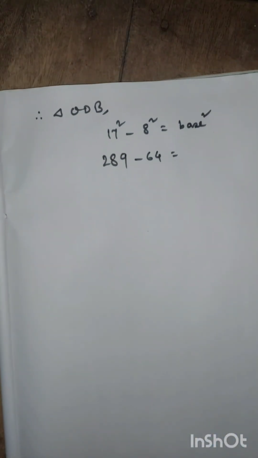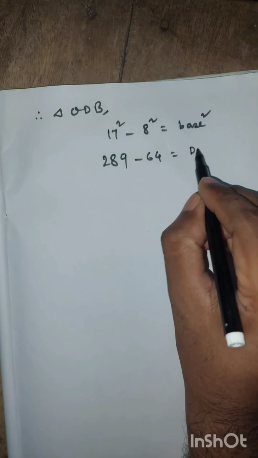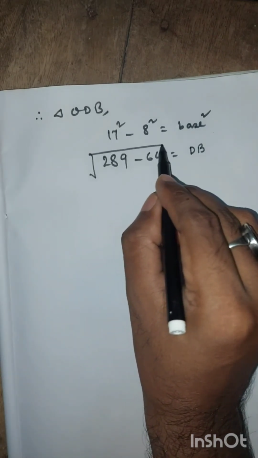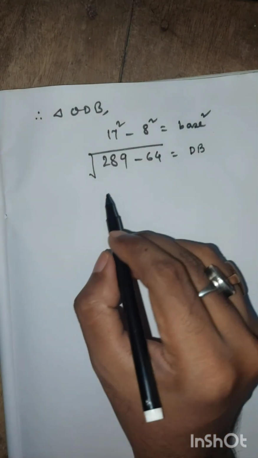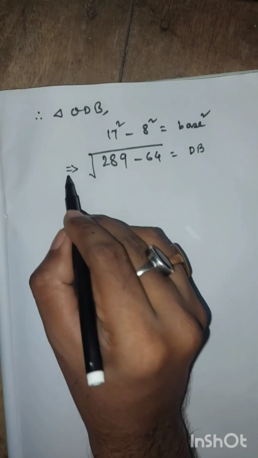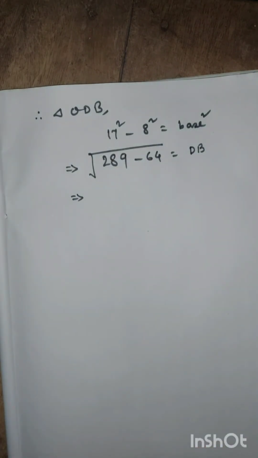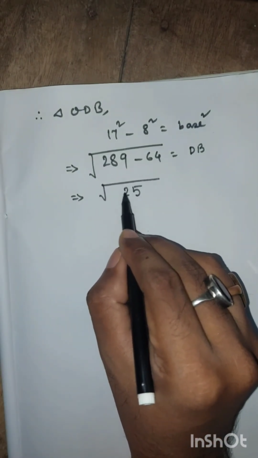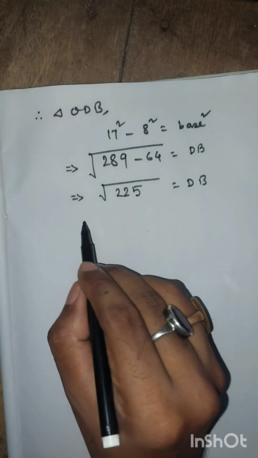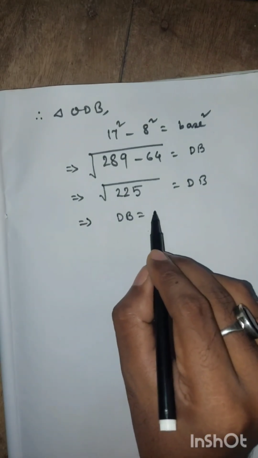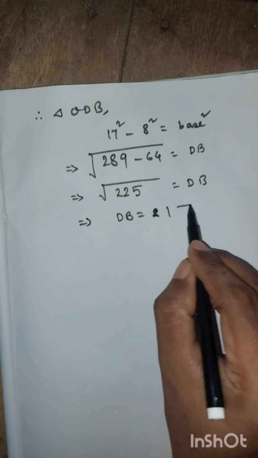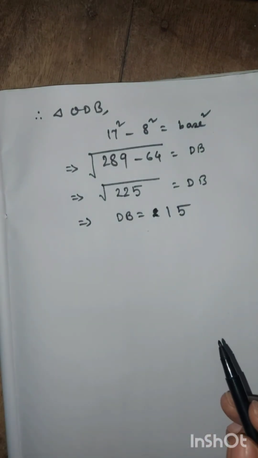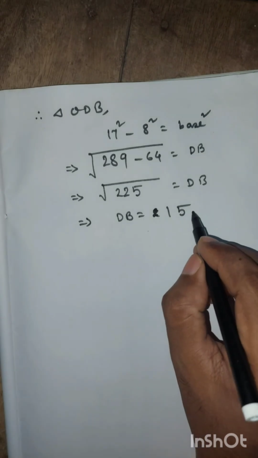So this is our base square. That means dB square. So dB equal to root over this, (289 minus 64). So dB equal to 15 centimeter.